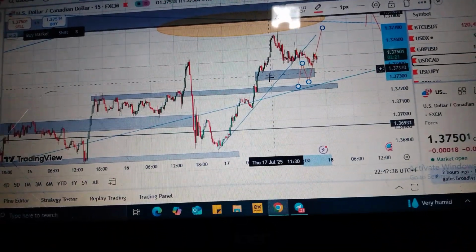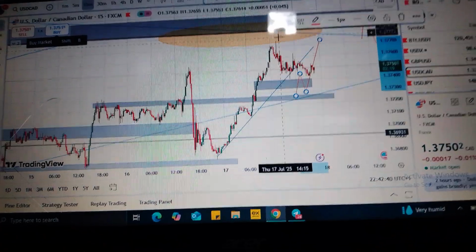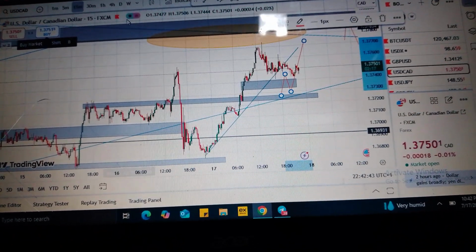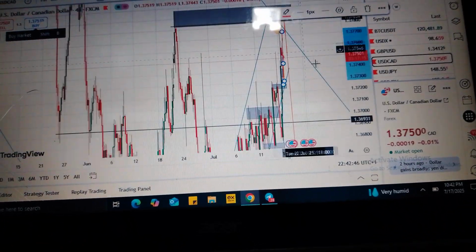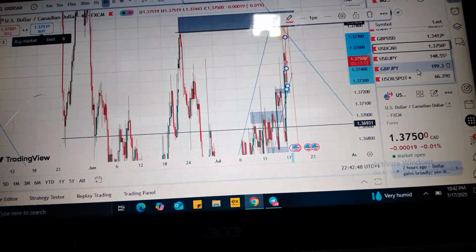I was supposed to make a lot from this, like 30-40 pips from here to here. So that is why I didn't make profit on this pair. So I just want to move to the next one. I don't want to waste time again.